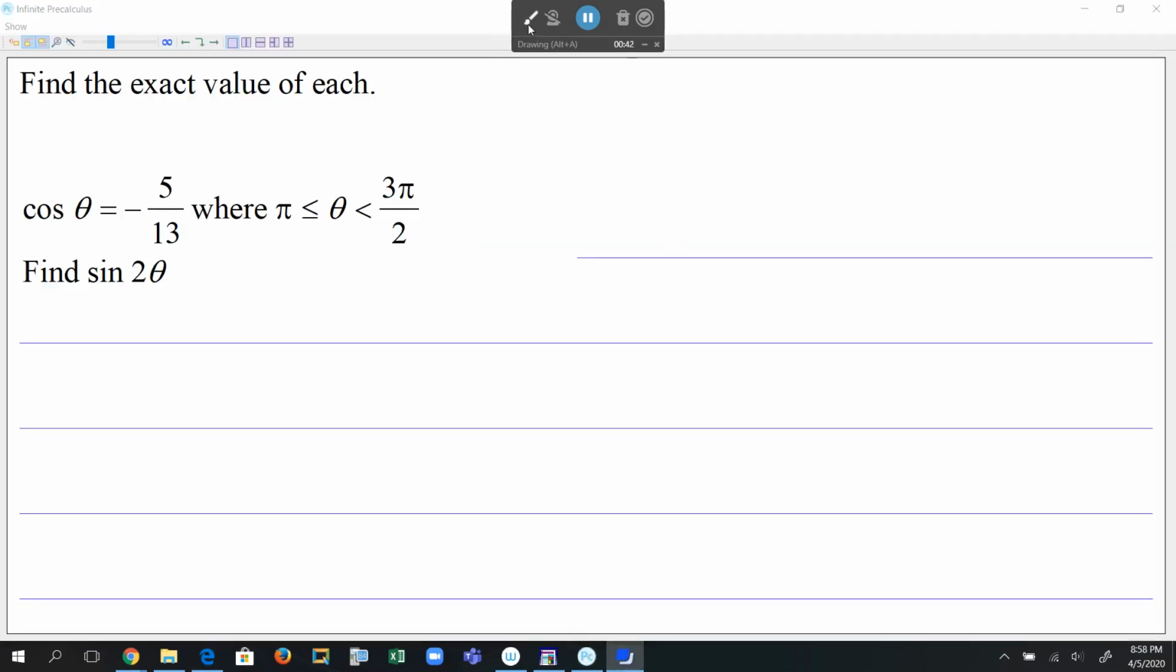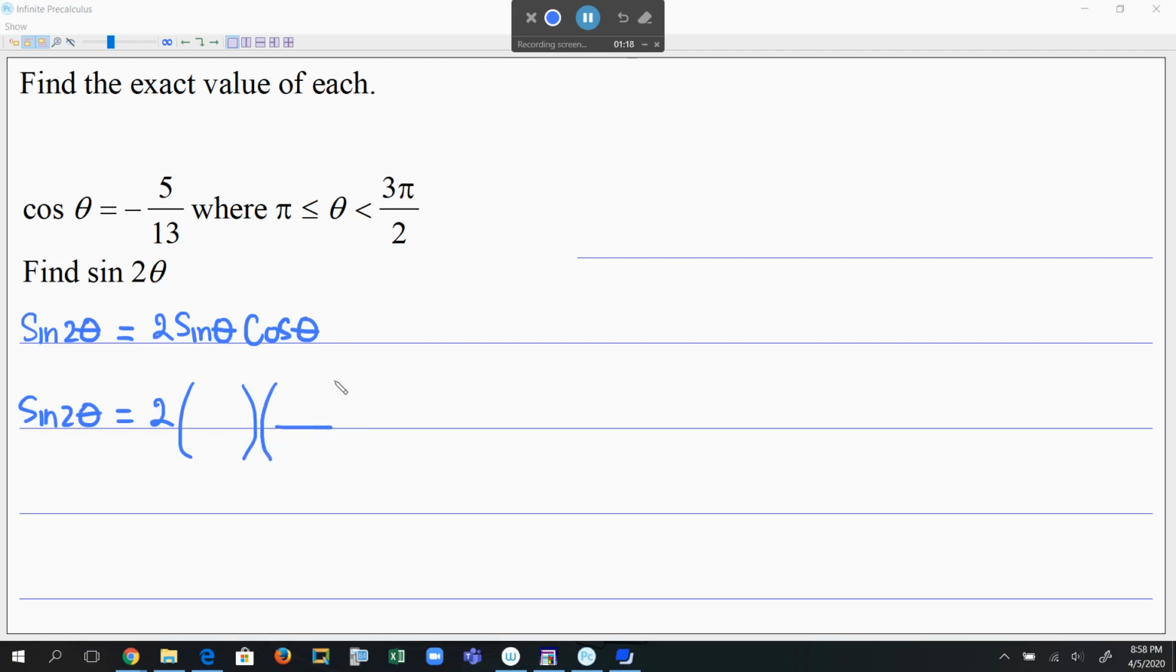So I'm going to go ahead and begin. We know that sine 2x, or sine 2 theta, equals 2 times sine theta times cosine theta. Now the next step, we are going to substitute what we know. Cosine theta is given, but sine theta we don't know, so I'm going to write down the cosine theta first.